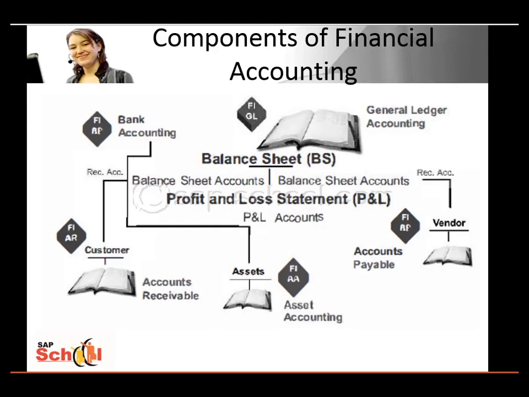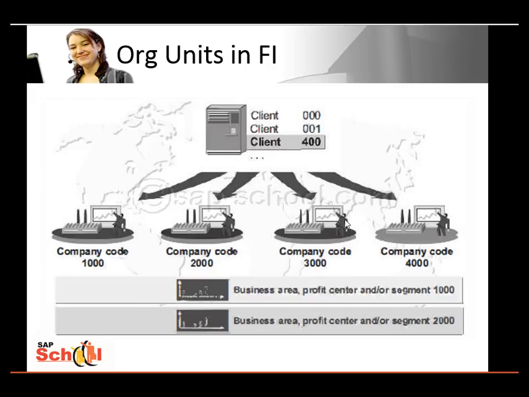The accounts receivable application component records and administers accounting data for all customers. It is also an integral part of sales management. And finally, the bank accounting component. This is used to handle accounting transactions that you process with your bank. It includes the management of bank master data, cash balance management, and the creation and processing of incoming and outgoing payments. A quick look at the org units and the org hierarchy within FI.